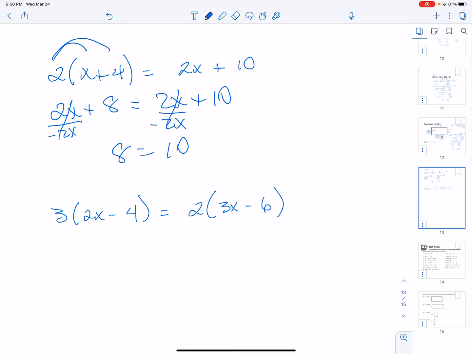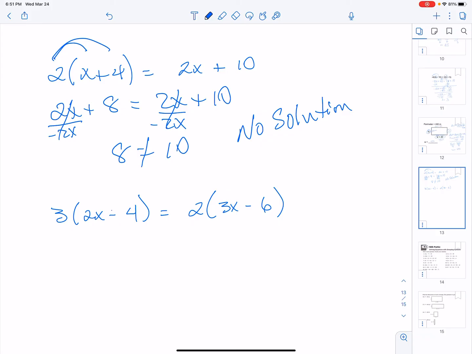And is that a true statement? No, it's not. So what is it that we write? Well, hopefully what you remember is you put a slash through the equal sign, and you say no solution. Okay, so let's take a look at this last one here then.